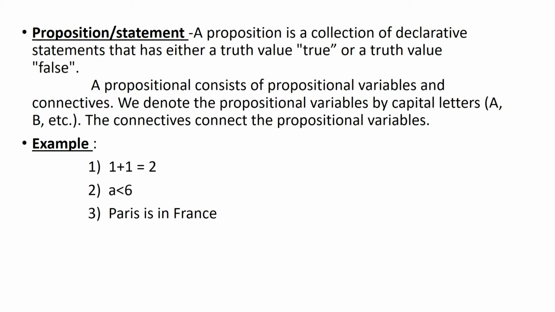For example, first, 1 plus 1 equal to 2. It is either true or false. Second, A is less than 6. It is either true or false. Third, Paris is in France. It is either true or false.